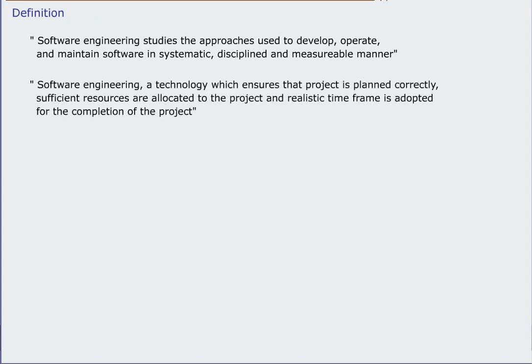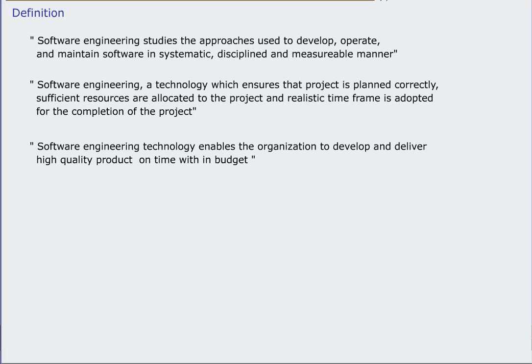In simple words, software engineering is a technology which ensures that the project is planned correctly, sufficient resources are allocated to the project, and realistic time frame is adopted for the completion of the project. Analysis, design, development, and testing are done correctly. In short, software engineering is a technology which, if followed correctly, enables the organization to develop and deliver high-quality software product on time within budget.